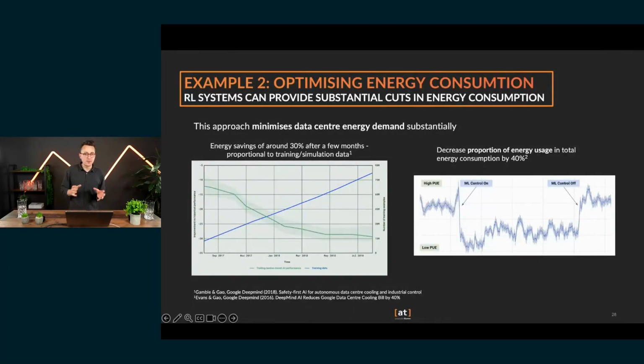They could also show that once they've trained the reinforcement learning system and turned it on to manage the energy consumption, they could actually reduce the energy consumption by about 40% relative to a baseline. So together, that really shows that the application of reinforcement learning here to this really important problem was very successful.